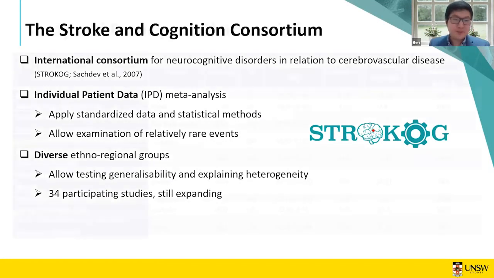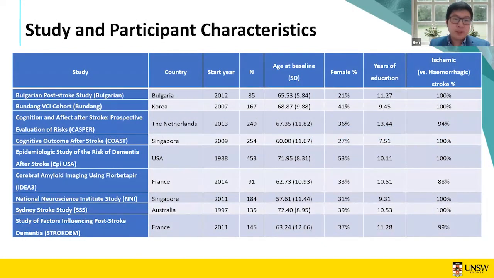So currently, for this project, there are 9 contributing studies, which are from European countries, Asian countries, the States, as well as Australia. And the total sample size for this project from these contributing studies is about 1,700 stroke patients.